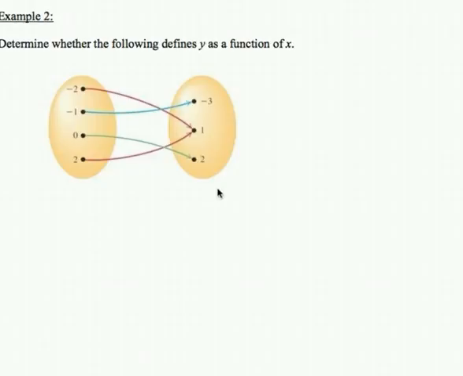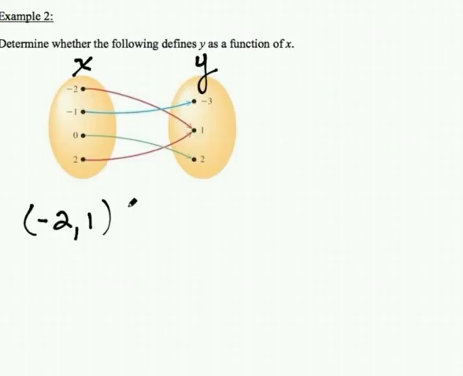Example 2. Determine whether the following defines y as a function of x. Okay, so we have this little flow chart. Over here, we have our x values, and over here we have our y values. Now, notice that we have these lines connecting x values and y values. So we could write these out as ordered pairs. So -2 as the x value is corresponding with 1. So we have the ordered pair -2, 1.